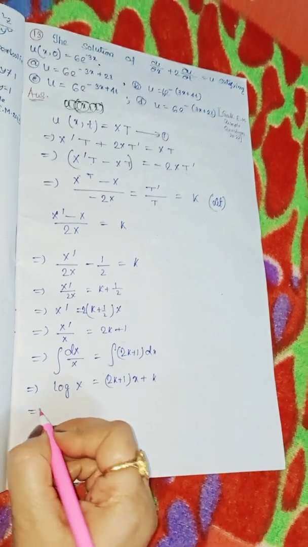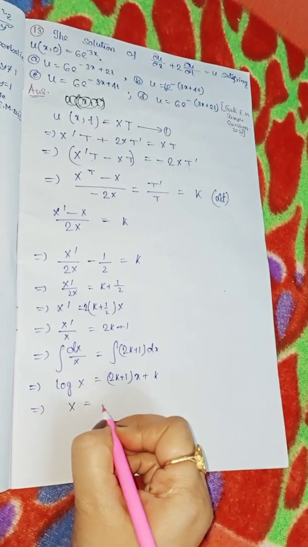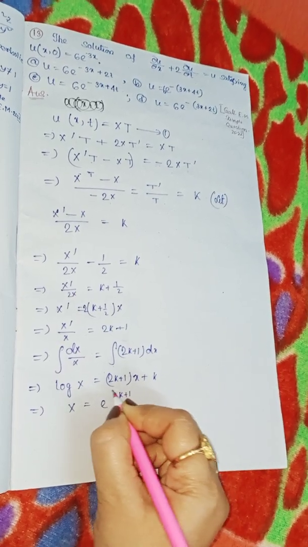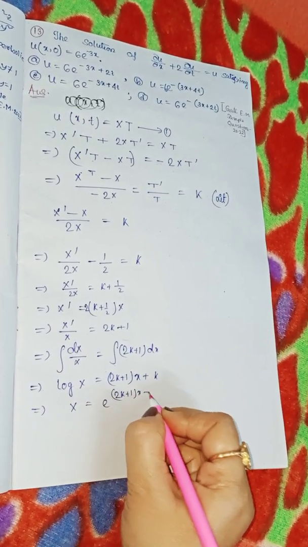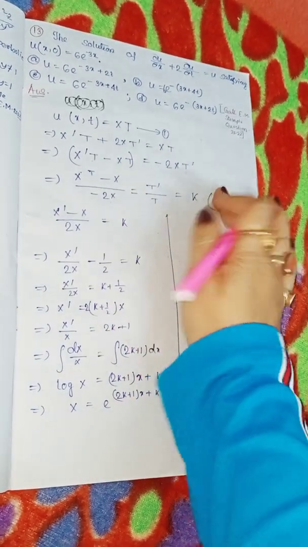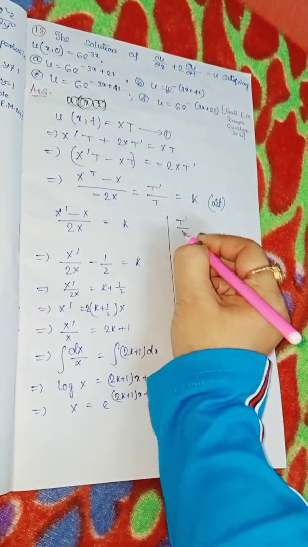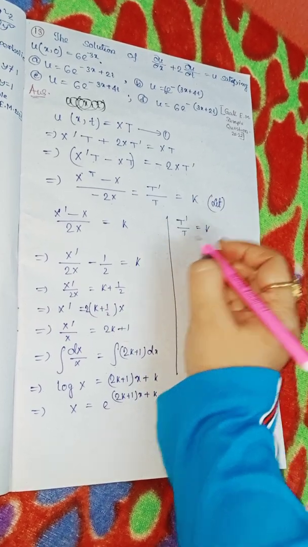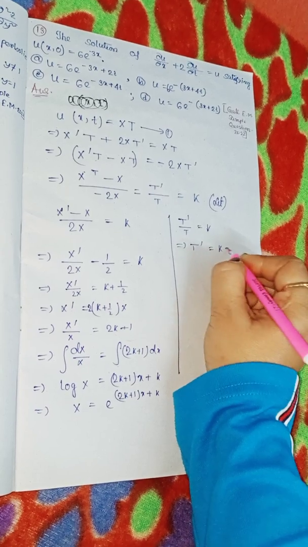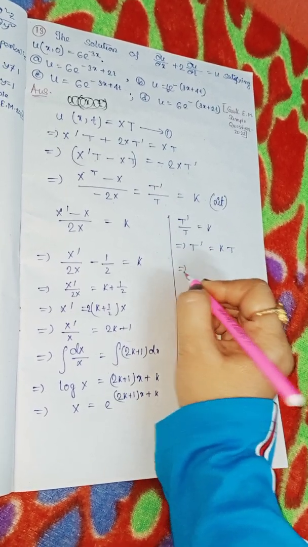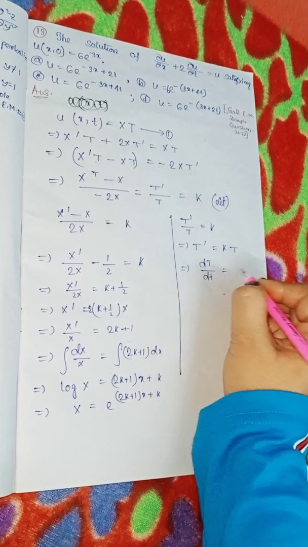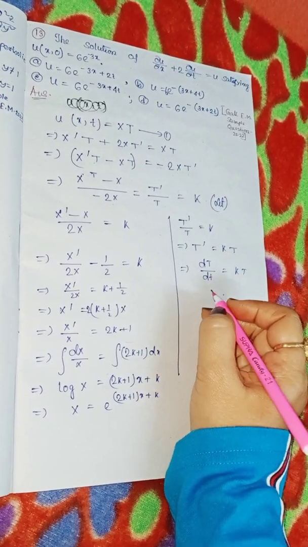Okay. Now capital X is equals to what? E to the power this one, 2k plus 1 into x plus k. Okay. Now this portion T dash by T is equals to k. Okay. So T dash is equals to k into T. That implies dT by dt is equals to k into T.